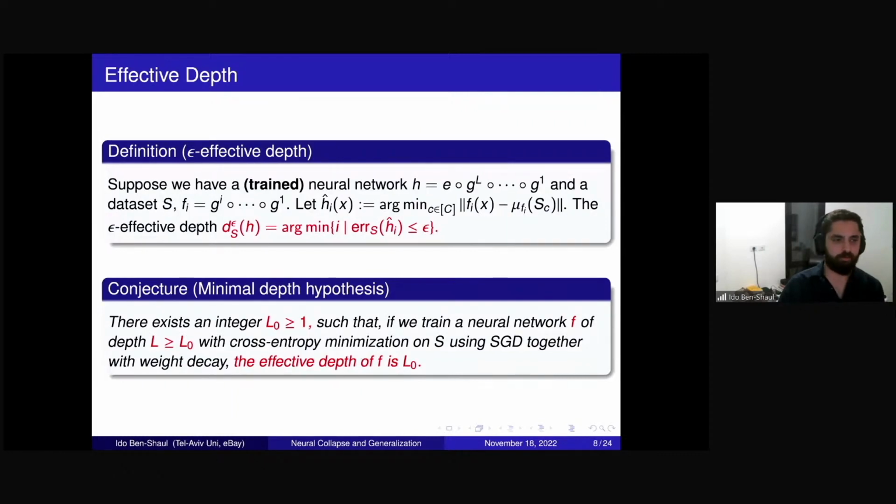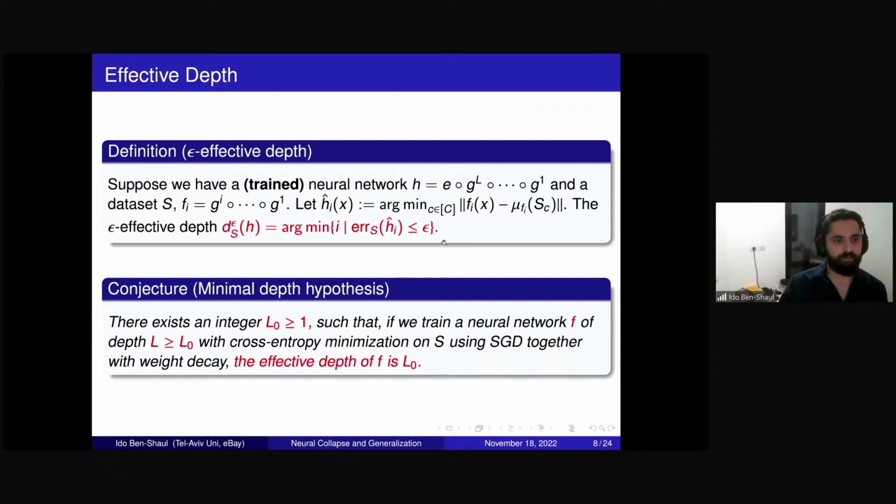Now we're able to define our effective depth. Let's say we have a trained neural network of L layers and a classifier at the end. We define F_i as the network up to layer i, and we define the NCC classifier just like we did before. The epsilon effective depth is the minimal layer at which this NCC error rate is smaller than epsilon. So we have this clustering going up, and at some point the error is less than epsilon.